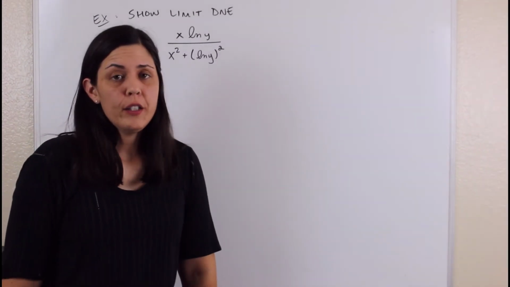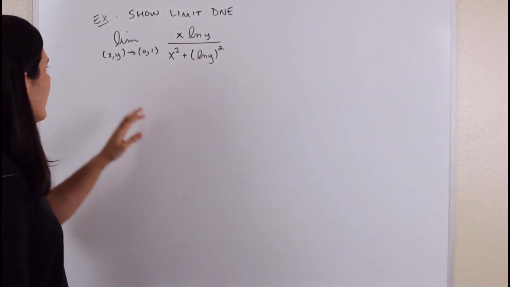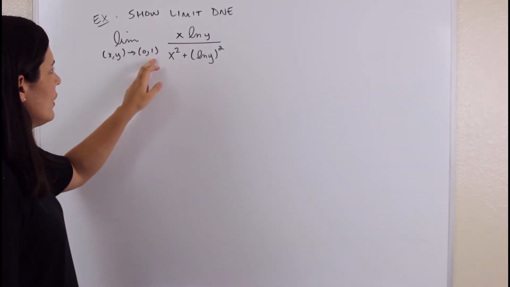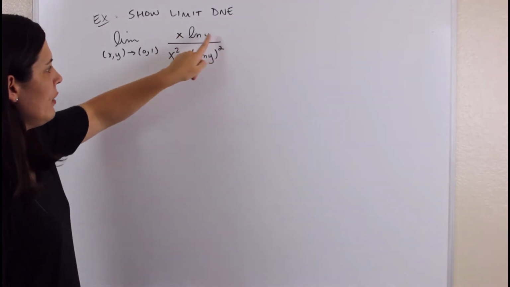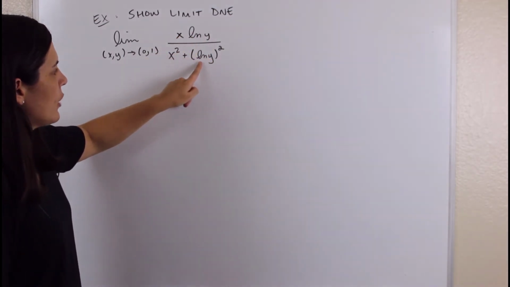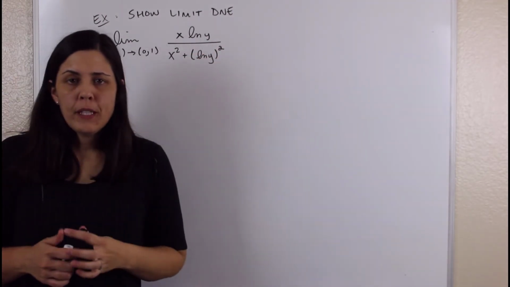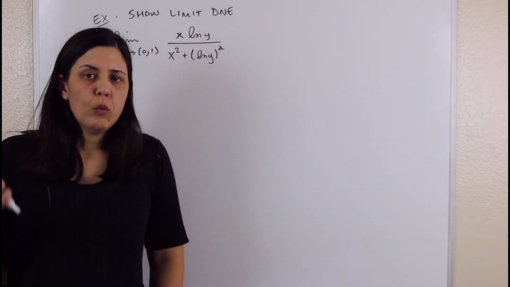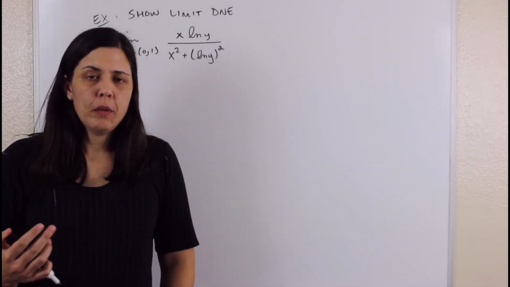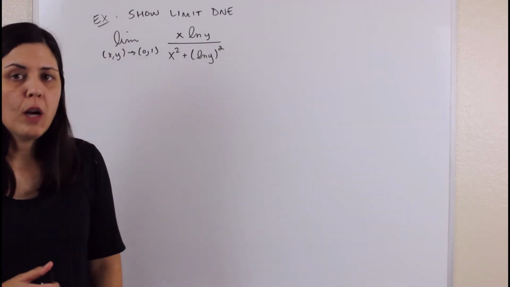Okay, let's try another one. So we're going to show that this limit doesn't exist as we approach the point 0, 1, where our function is x times the natural log of y divided by x squared plus natural log of y quantity squared. So let's think about some paths and we'll try them and see what happens. So when we pick a path, we still have to end up approaching the same point that we're supposed to approach, which is 0, 1.